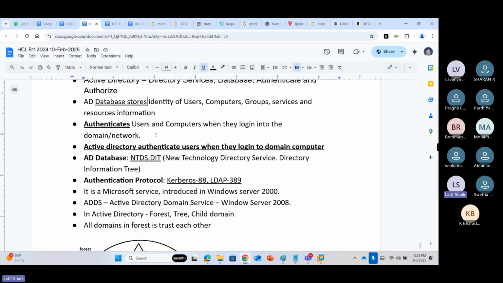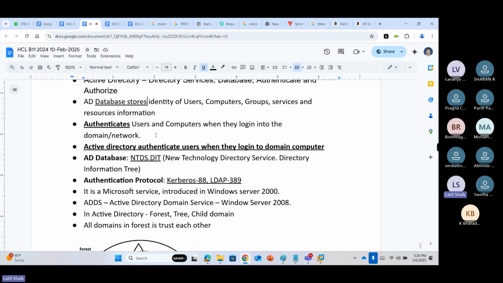Okay. And Active Directory provides authentication, right? One is the database, and the database file name is NTDS.DIT. And the Active Directory authentication process is done by a protocol called Kerberos, and it also uses the LDAP protocol. These are authentication protocols.